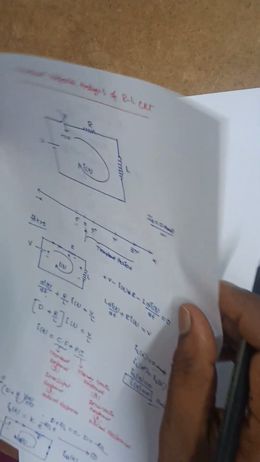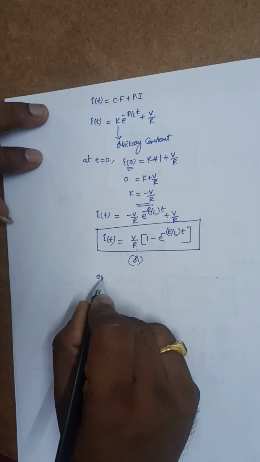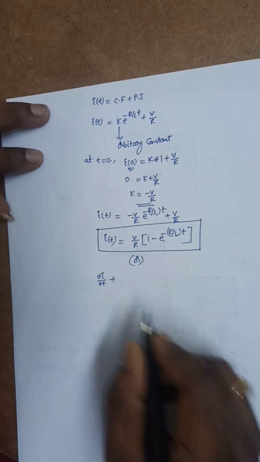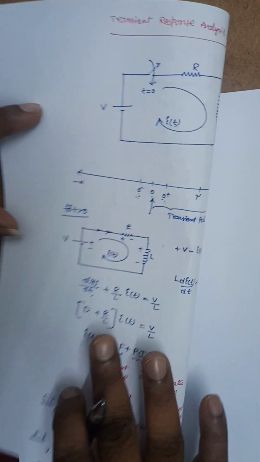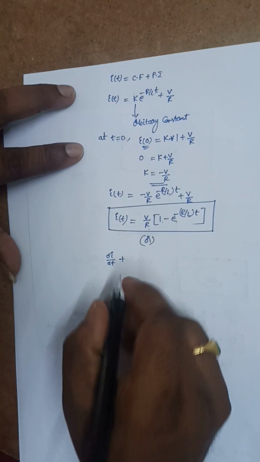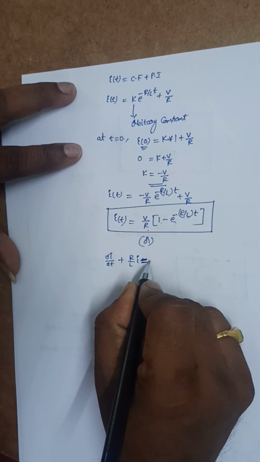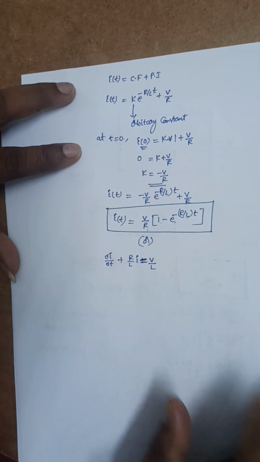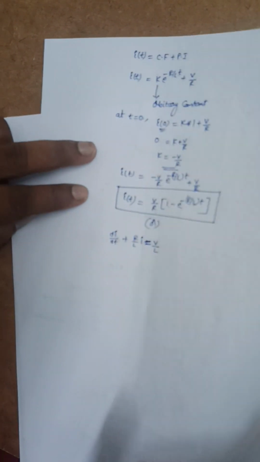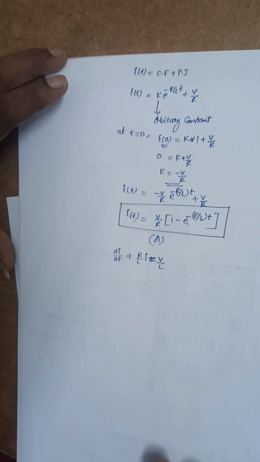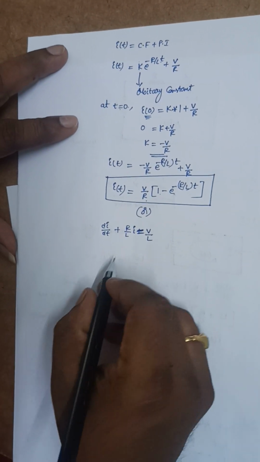Variable separable method. That is di by dt plus R by L into I of t is equal to V by L. So this is the expression, R by L into I is equal to V by L. So I am using this variable separable method here.